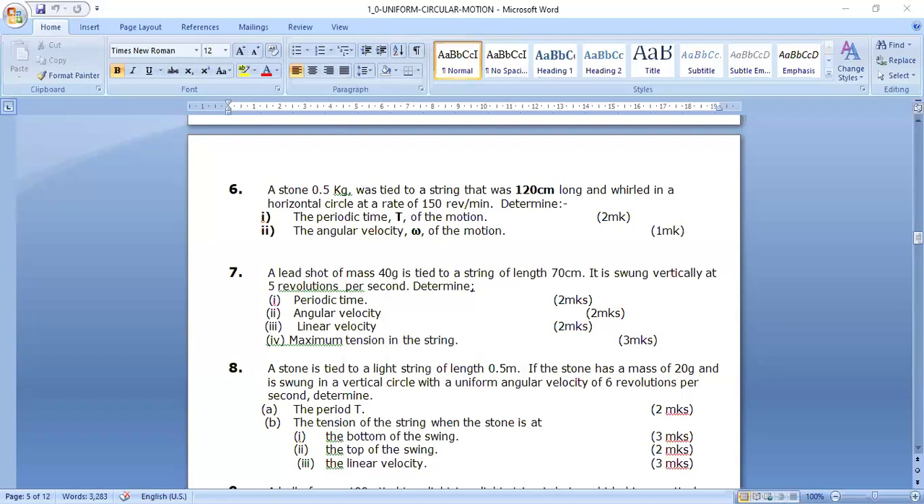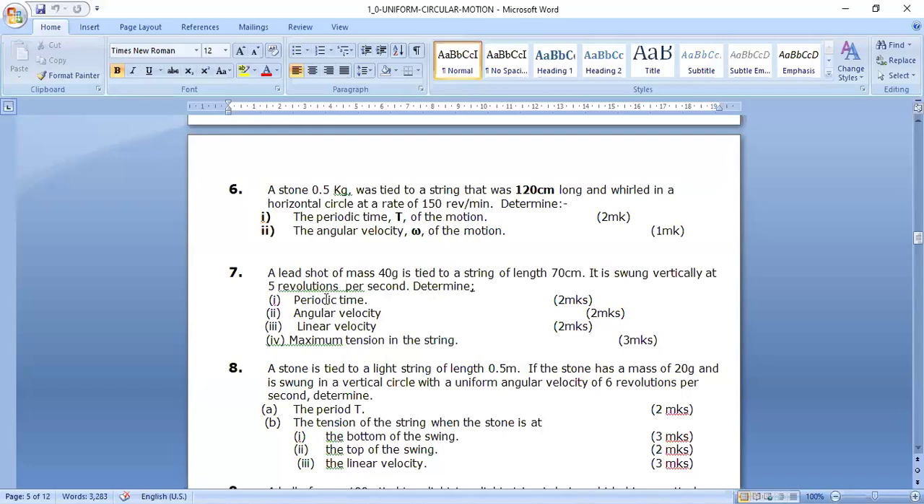I hope we have attempted the question. Question number 7. Anyone to present 7 Roman 1, periodic time? Yes, we have EW. Yes, 0.2 seconds. Explain which formula? So periodic time is equal to 1 over f, which is frequency. So 1 over 5 is equal to 0.2 seconds.